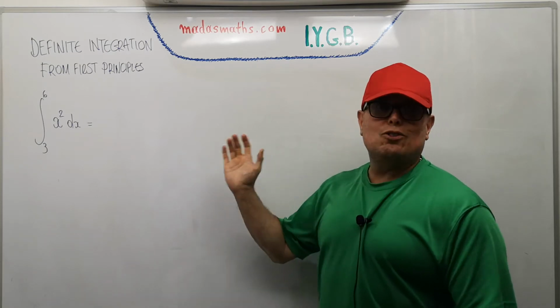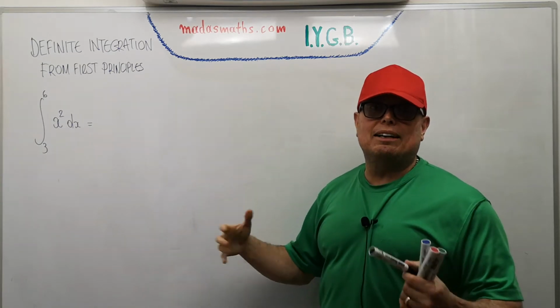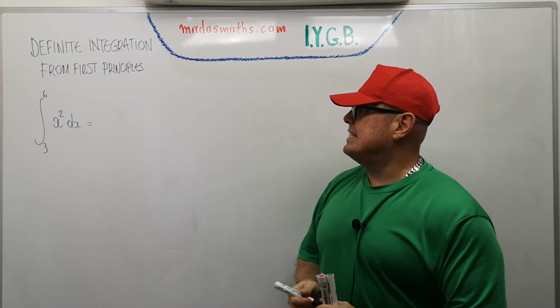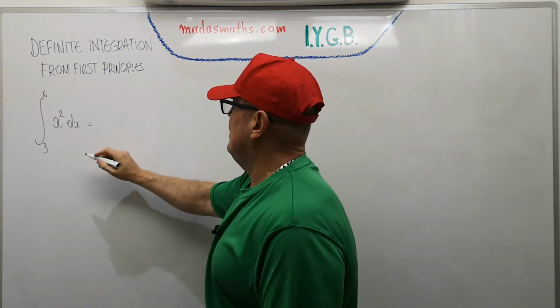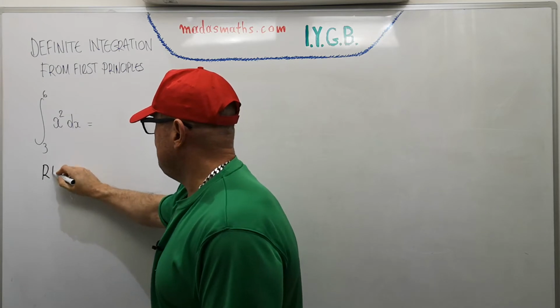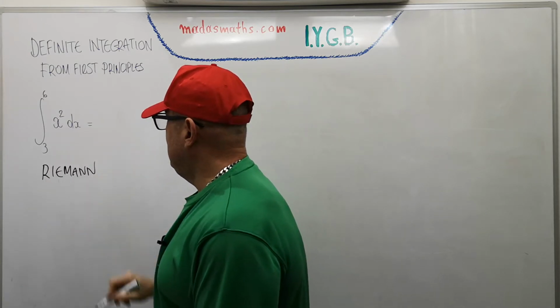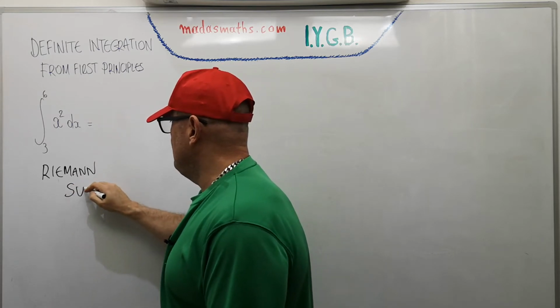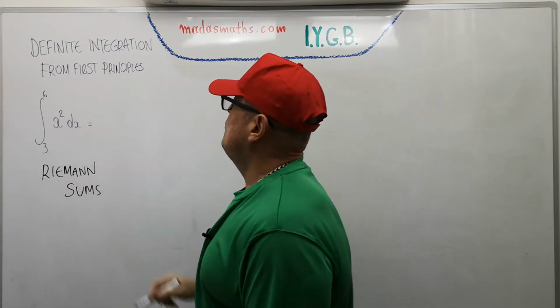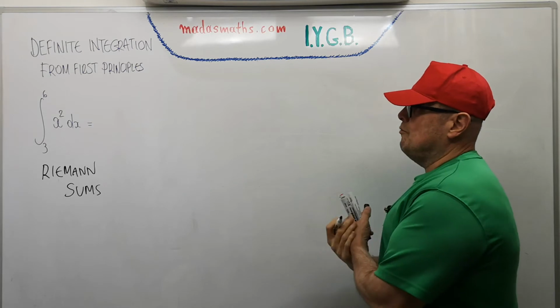suppose. This is also known as integration with Riemann sums. So it's a Riemann integration. Let's write it here. Riemann. I hope I'm spelling it correctly as well. Riemann integration. So we're going to be looking at Riemann sums. And this is really what definite integration is from first principles.